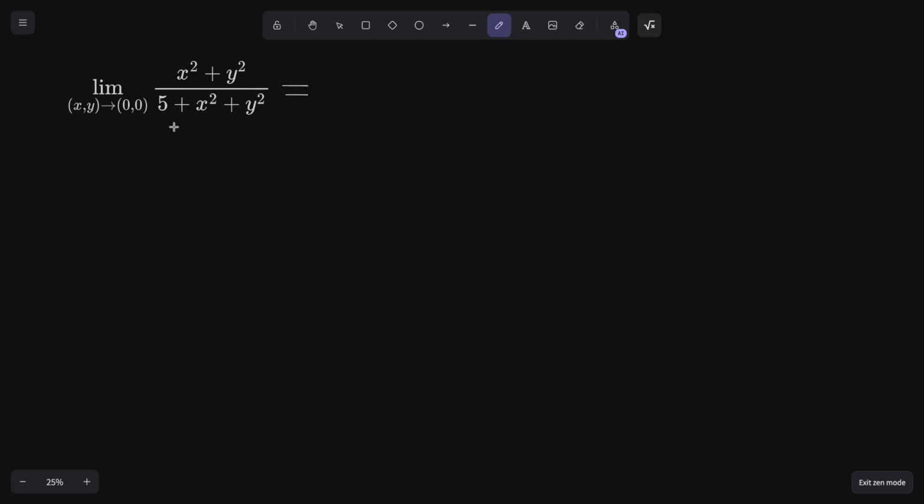All right, what is this limit? Draw for yourself. This one, also direct substitution. All right, plug in 0, plug in 0. 0 is on the numerator. This limit is just 0.